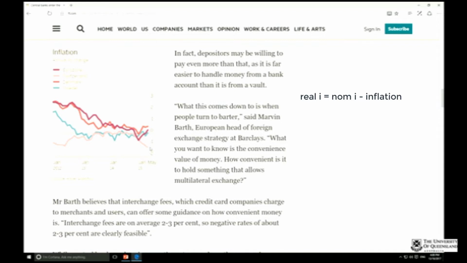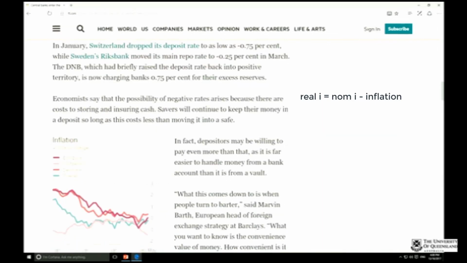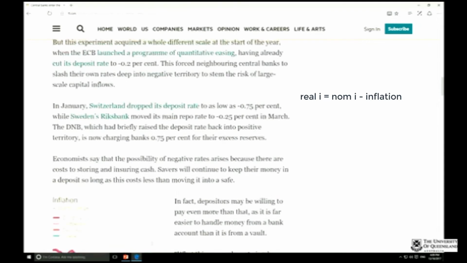So let's say the Bank of Switzerland dropped its deposit rate to minus 0.75%, and in Sweden minus 25 basis points. So here we have negative nominal interest rates in Switzerland. But remember the formula: real interest rate equals nominal interest rate, so minus 75 basis points, minus inflation. And in Switzerland the inflation was negative 2%, so minus 2% is basically plus 2%, so we have negative 0.75 plus 2%, so the real interest rate in Switzerland is actually still positive at 1.25%.